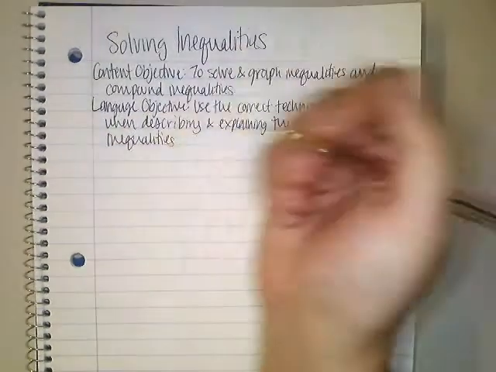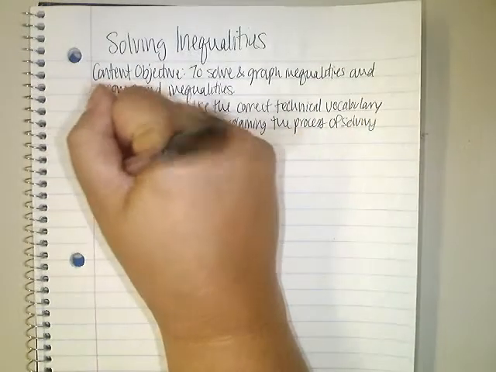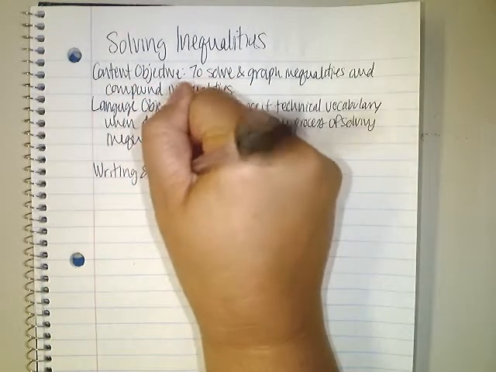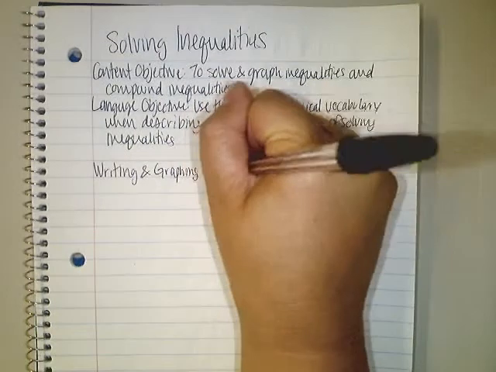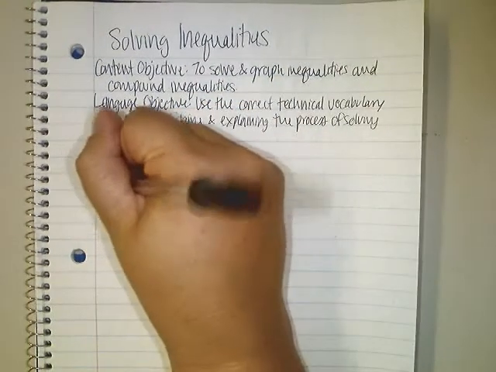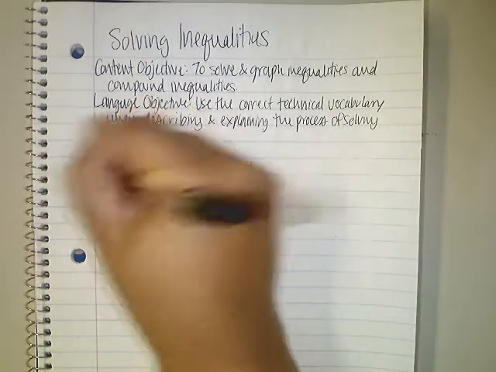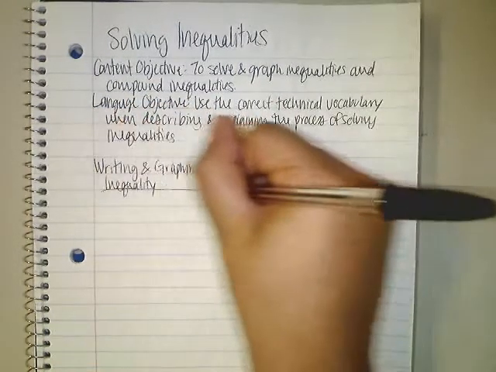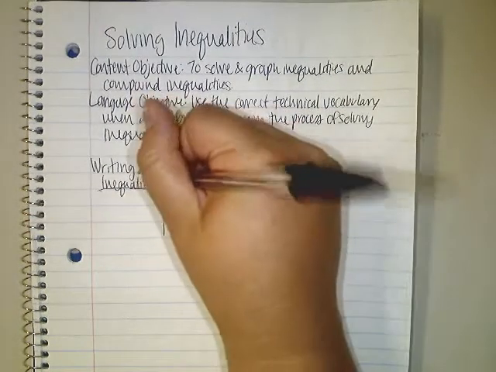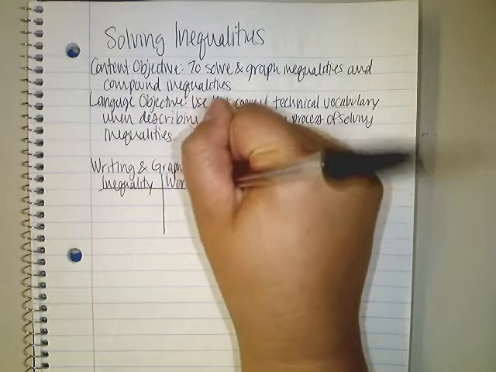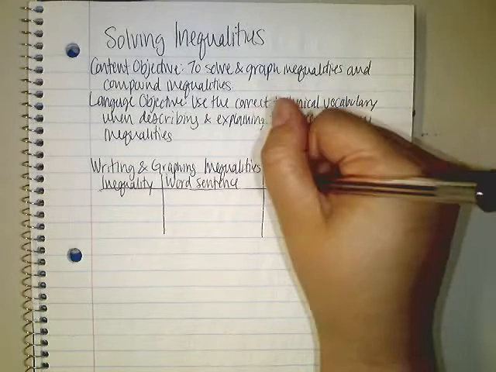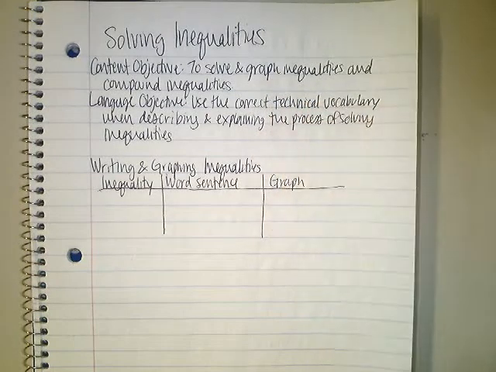So we're going to start just by a quick review of what writing and graphing inequalities looks like. So the first thing we have is an inequality. Or we're going to make a table, sorry. So we're going to have the inequality here, and then we're going to next have a word sentence. So you know how to say the math sentence. And then last but not least, we will have a graph with a number line.